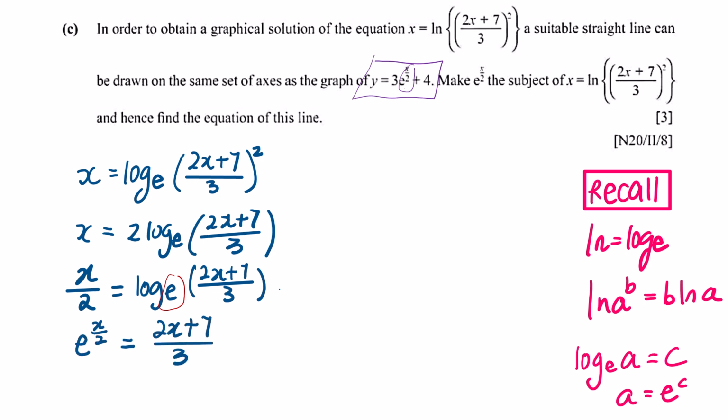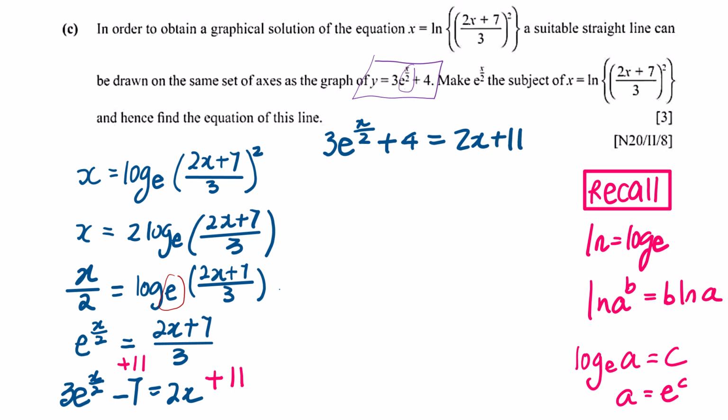We are not done yet. If you look at what you're supposed to get, we need 3e to the power of x over 2. So I need to multiply by 3 on both sides. And I need a positive 4. So how do I get the positive 4 on the left-hand side? Negative 7, I need to add something to get 4. So I need to add 11, because negative 7 plus 11 gives me 4. So I need to add 11 to both sides.